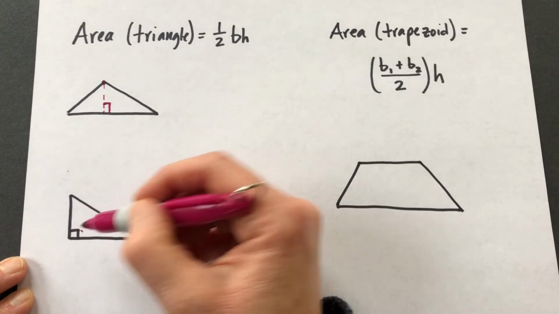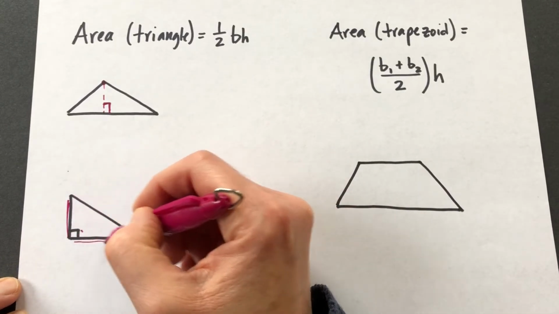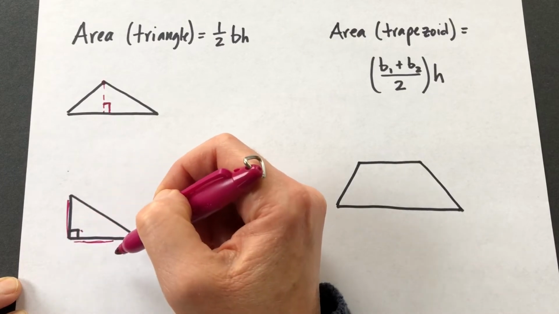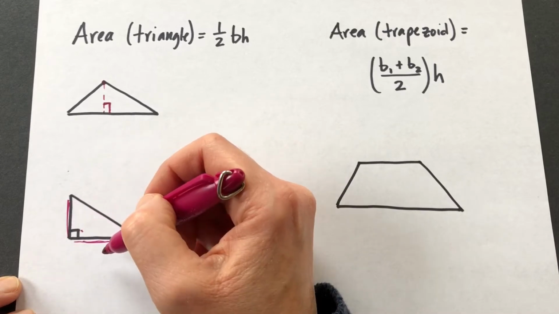Now, when we do have a right triangle, things are a little bit easier because the legs of that right triangle are in fact perpendicular to each other. So those leg lengths can be the lengths that you use for the base and the height.